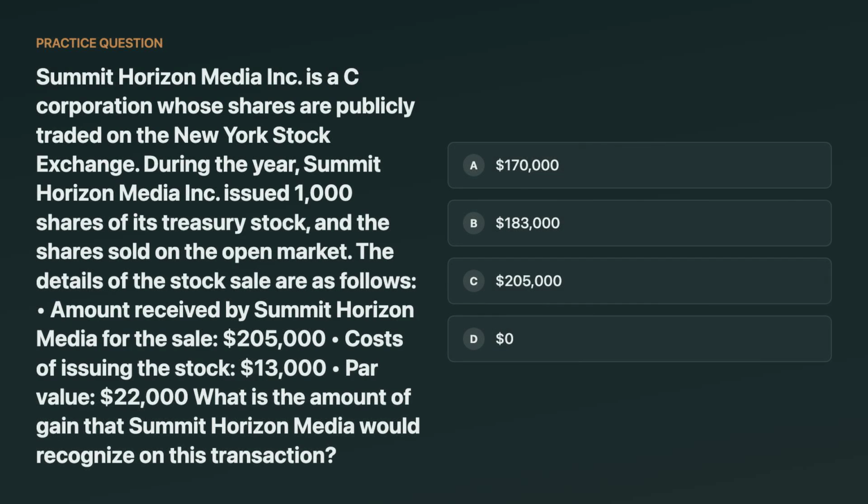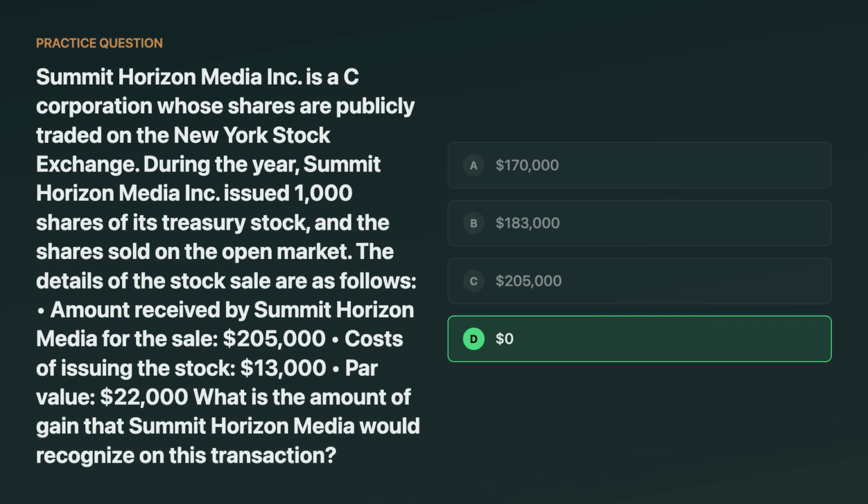Summit Horizon Media Incorporated has publicly traded shares. During the year, it issued 1,000 shares of treasury stock and sold them on the open market. It received $205,000, paid $13,000 in issuing costs, and the par value is $22,000. What amount of gain does the corporation recognize? Think about it.